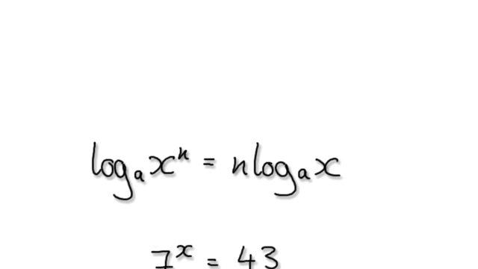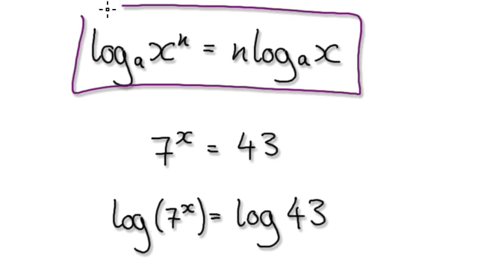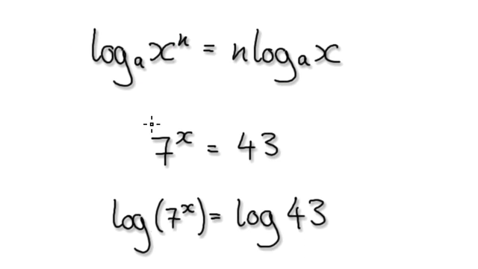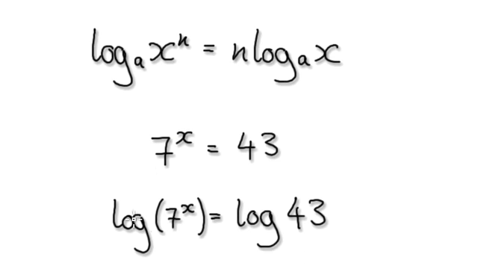So let me give you a quick summary of what we've done so far. In the previous few videos, we've seen this here. So what that means is that when you log this, the n, remember the n is able to go down here. So when given this here, to solve for x, you log both sides.